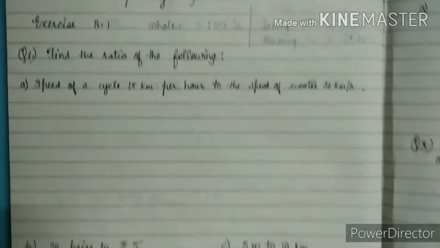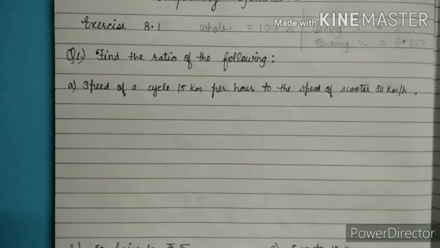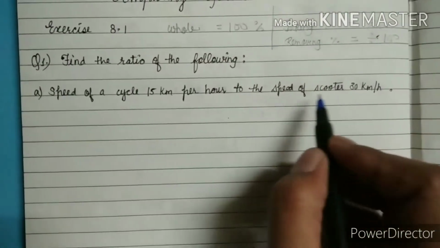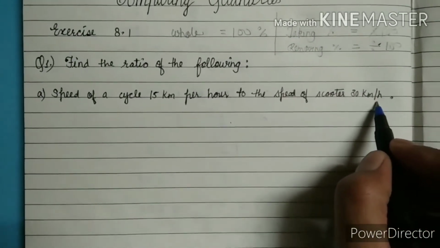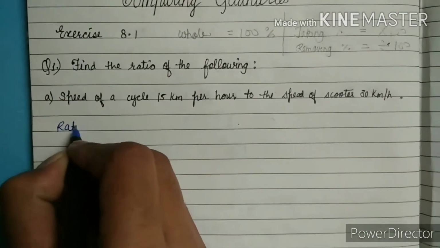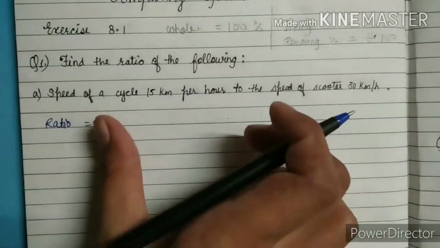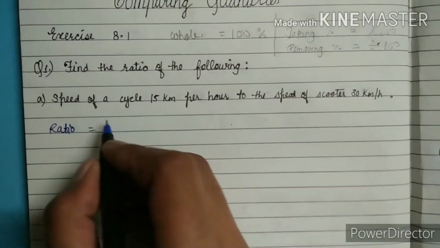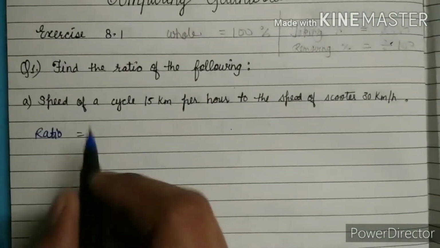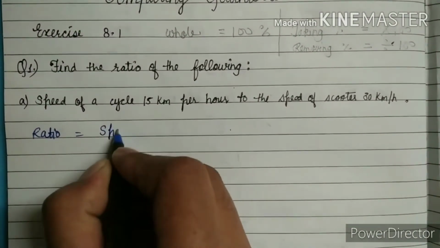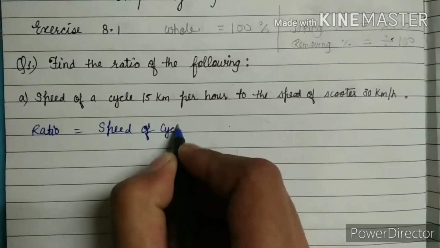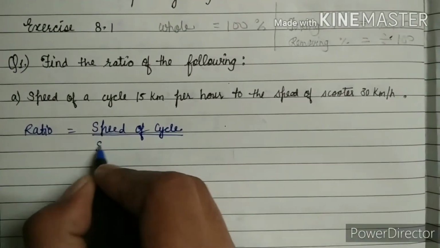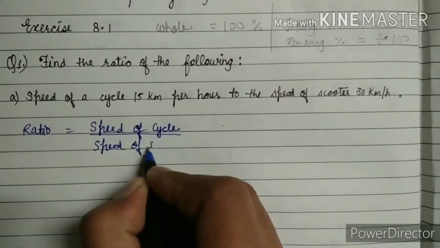So its first question is, find the ratio of the following. First is A, speed of cycle 15 km per hour to the speed of scooter 30 km per hour. For taking the ratio, the first thing will come in the numerator. Firstly they gave us the speed of cycle, that's why speed of cycle will come in the numerator, and in the denominator the next thing will come, speed of scooter.